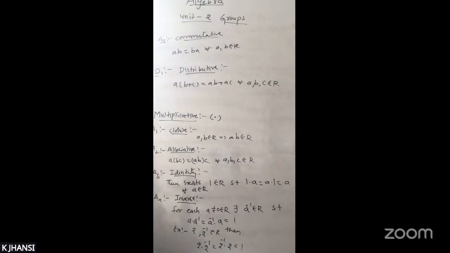So if any set satisfies all these properties with respect to addition and also with respect to multiplication, and you know the identity element and inverse for addition and for multiplication, you can easily do the theorems and problems here. Next we'll go into the unit, that is unit 2.